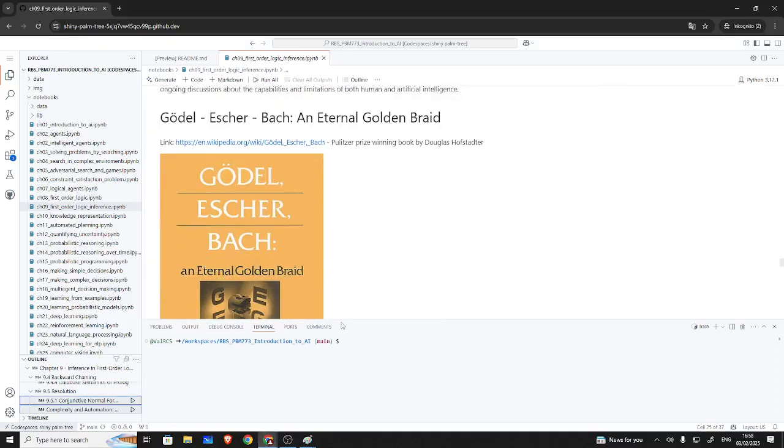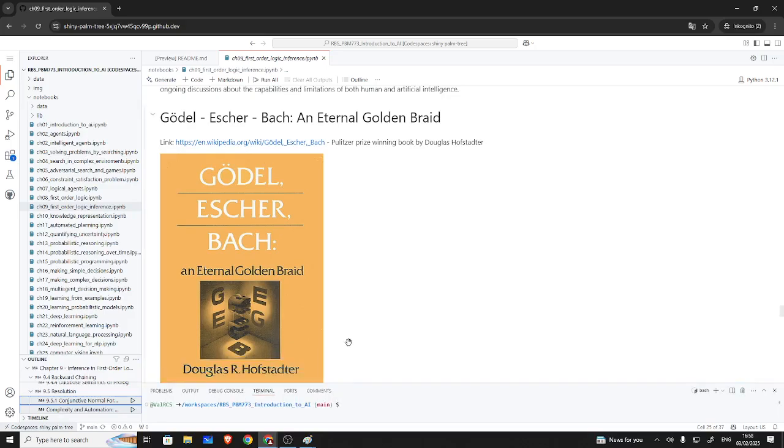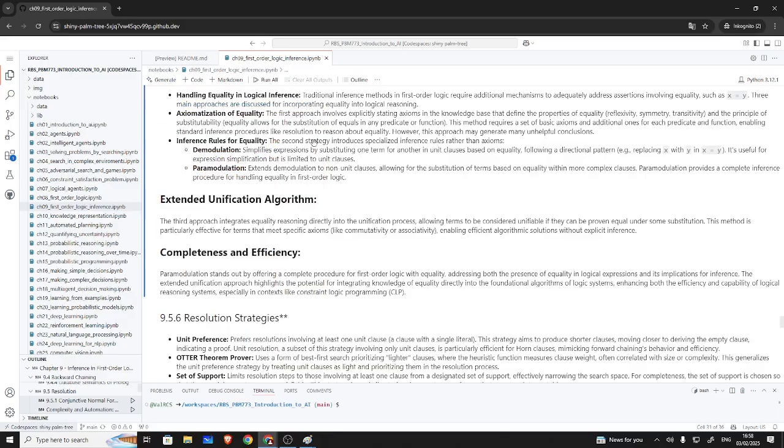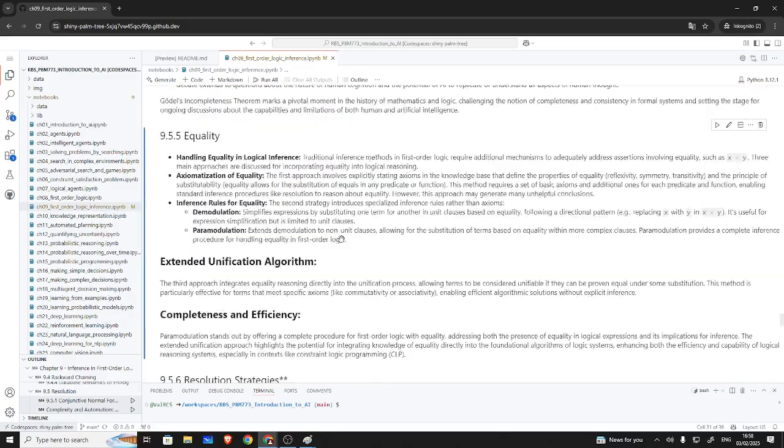Completeness. One more thing: if you have not read it, I highly suggest this book, it is fantastic. Has anyone read this book?